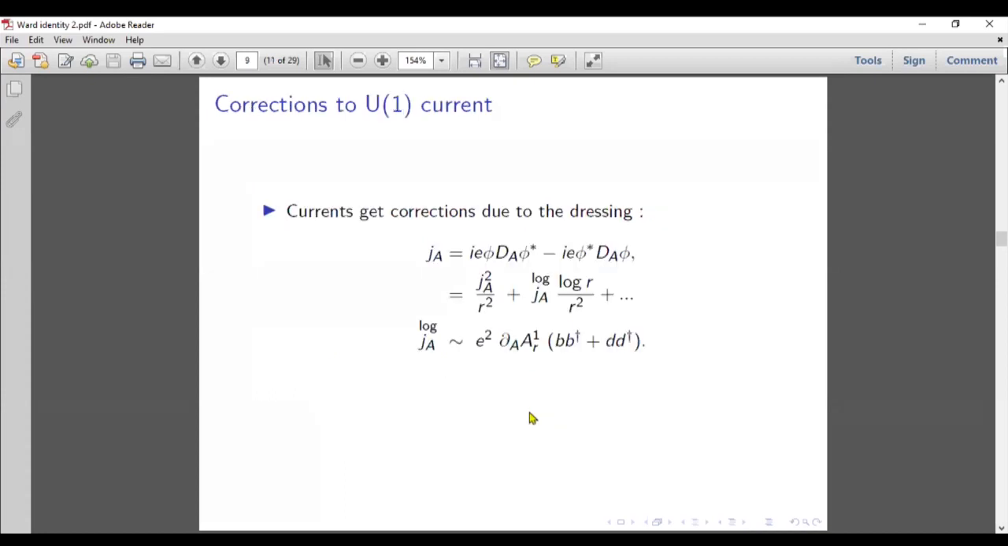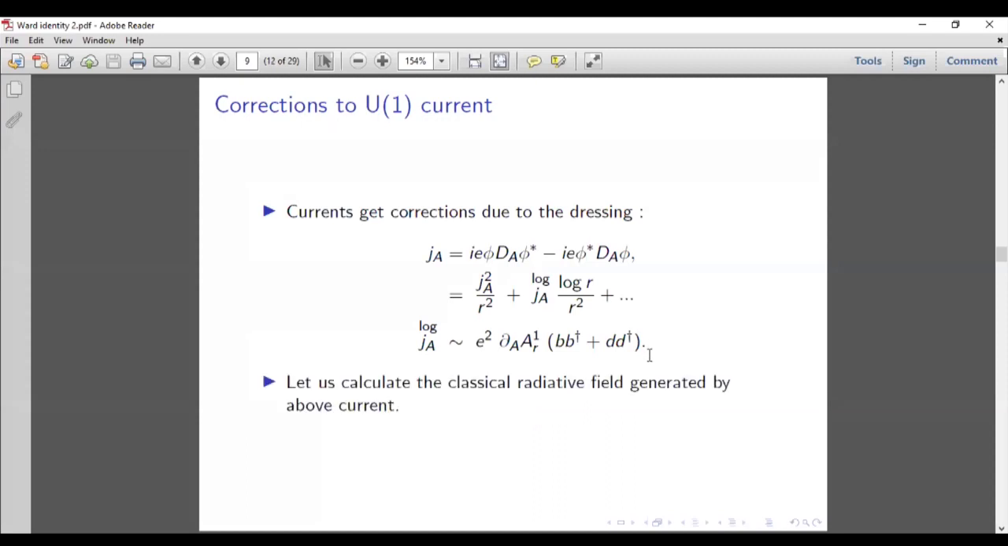Now, as a result of this dressing, the U(1) current will get modified. There is a log R by R squared mode in the current, such that this mode is proportional to the dressing of the scalar field. And it should also be noted that this mode is order e cubed. Okay. Now, first what we will do is calculate the classical radiative field generated by this modified current.